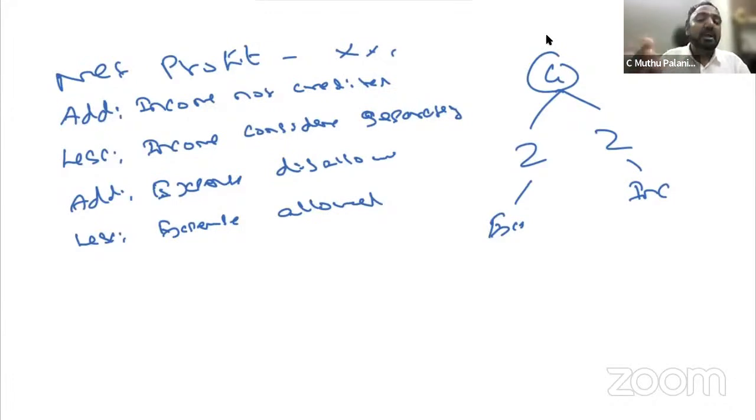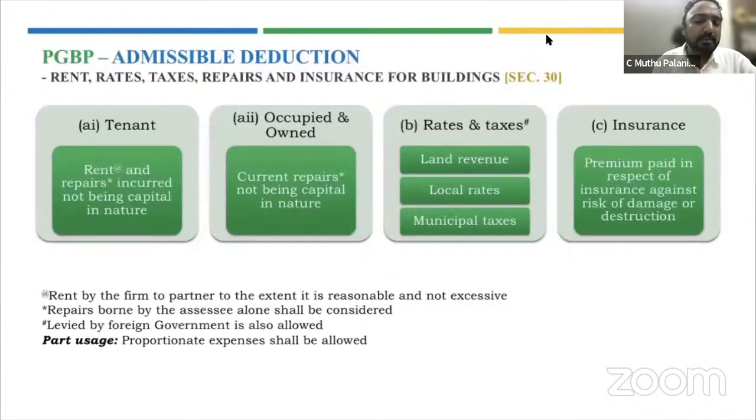You less expense that is basically allowed, which means it's not in your P&L, but it's still an expenditure that needs to be considered. These are the 4 adjustments: 2 for expense, 2 for income, 2 addition, 2 reduction. So this is how you have to remember the structure of the PGBP computation. So we'll start with the first, admissible deductions.